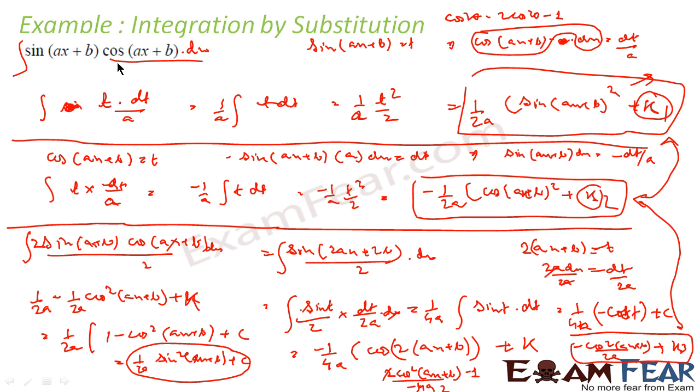So in the first case, I assumed sin ax plus b as t. In the second case, I used cos ax plus b as t, and in the third, I used ax plus b as t. In all these 3 cases it worked for me. Why did it work? Because in all these 3 cases, I was able to reduce to a simpler form, t dt, and here sin t dt.